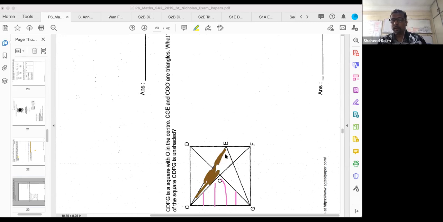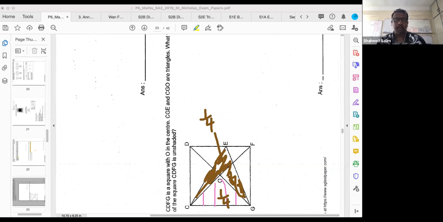Because you agree that quarter plus quarter equals to half. So this chocolate is quarter. Then it means what? What does it mean? It means that the white part.